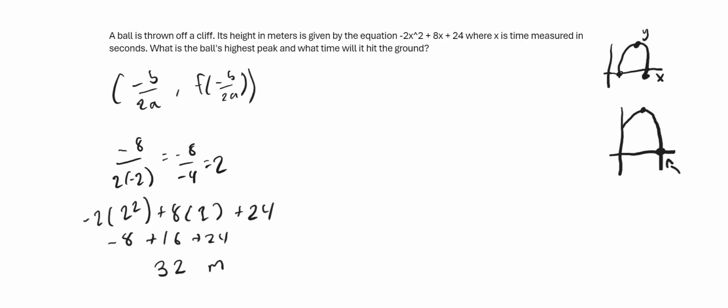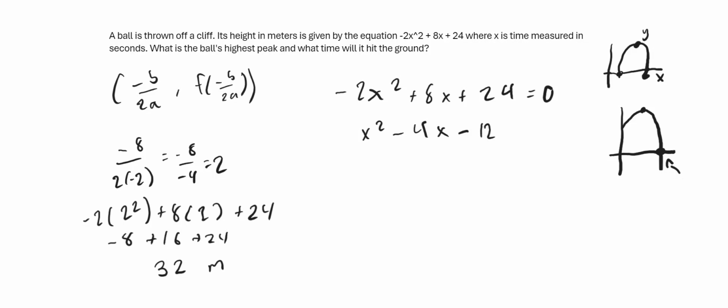So we need to set the equation to 0, and then solve for that x value. Alright, negative 2x squared plus 8x plus 24, let's set that equal to 0. Let's get rid of the negative 2's just to make our lives a little bit easier. I just divided both sides by negative 2. And now we have x squared minus 4x minus 12.